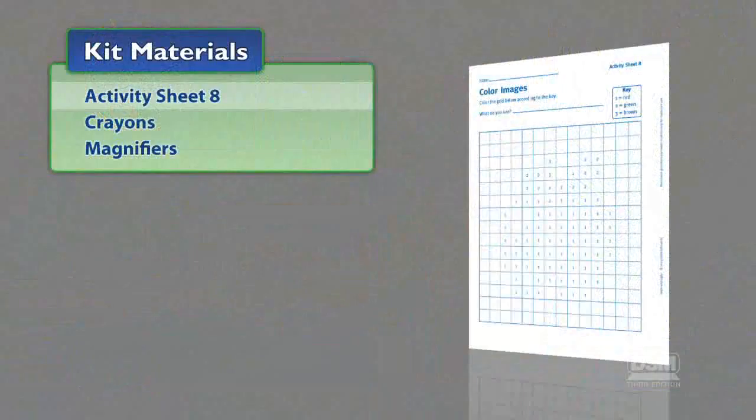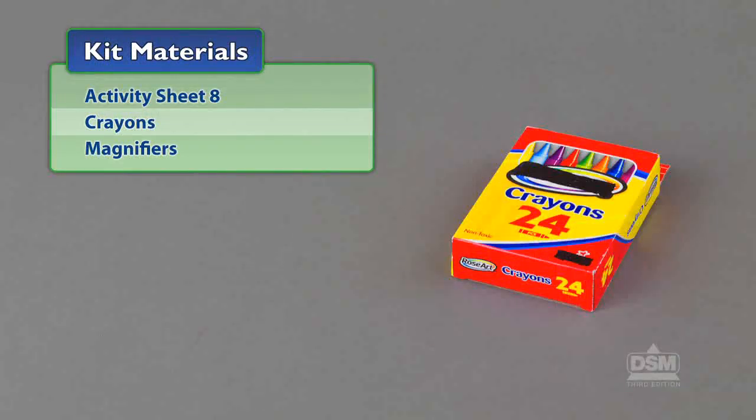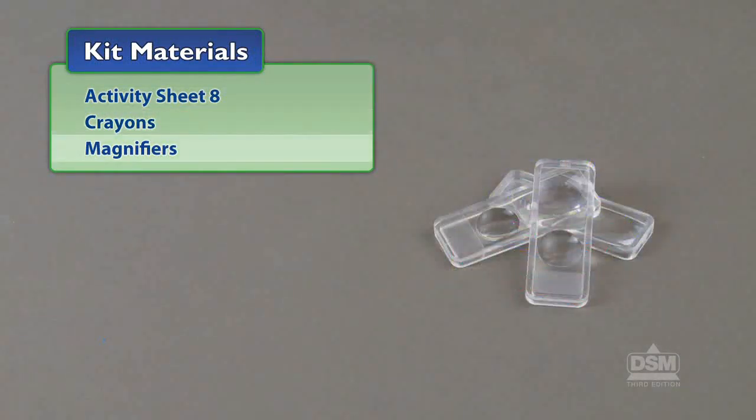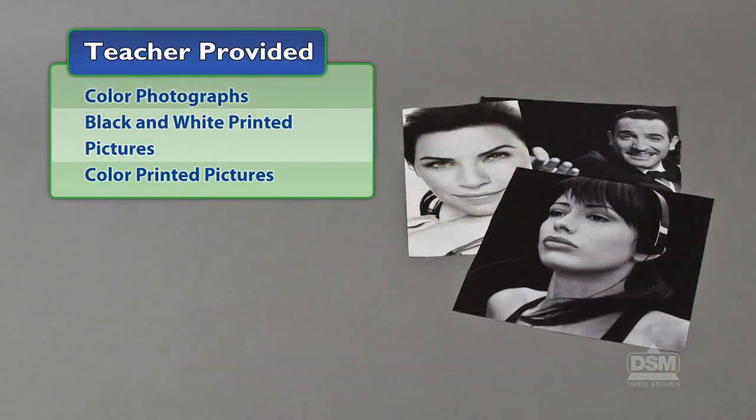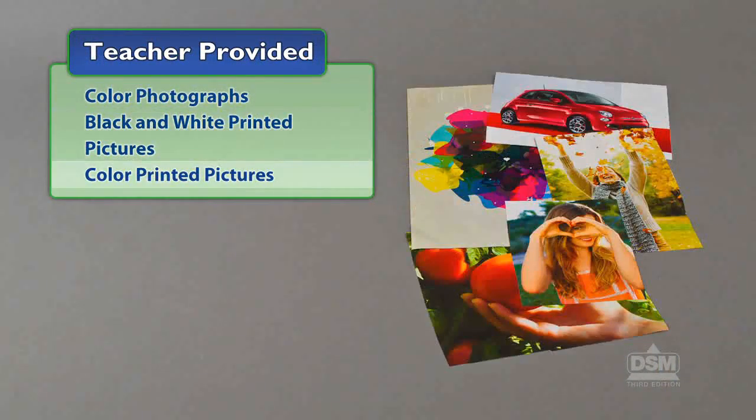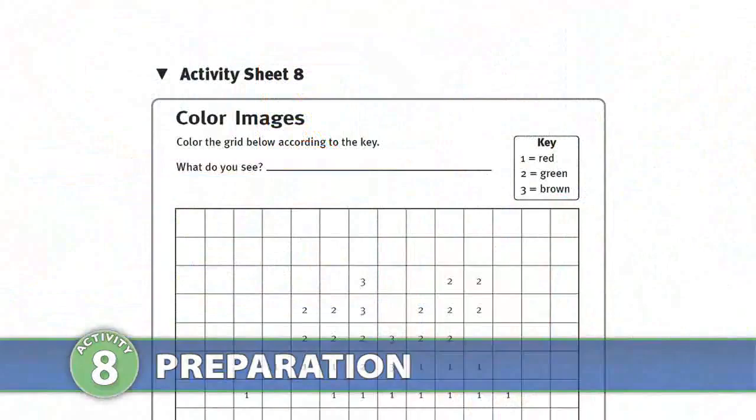You will need the following materials from the kit: Activity Sheet 8, crayons, and magnifiers. You will also need to provide color photographs, black and white printed pictures, and color printed pictures. To prepare for the activity, make a copy of Activity Sheet 8 for each student.